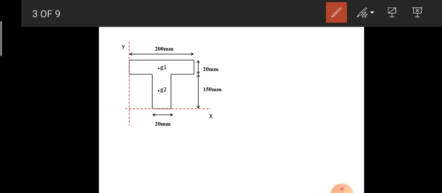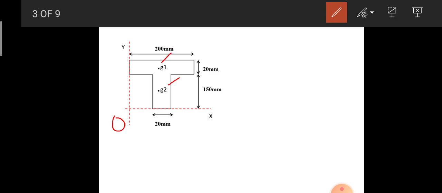So we need to assume the reference axis. So here I have assumed the reference axis, which is represented by the red dotted lines here. It is from the origin, OX in the horizontal direction and OY in the vertical direction. So here I have taken the reference axis, and reference axis is assumed in order to measure the centroid with reference to the reference axis.